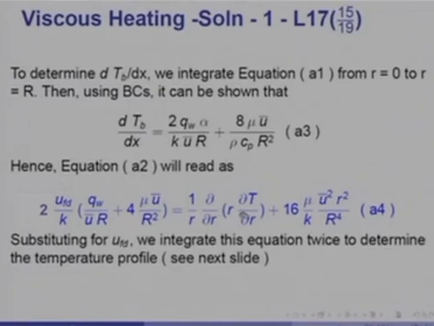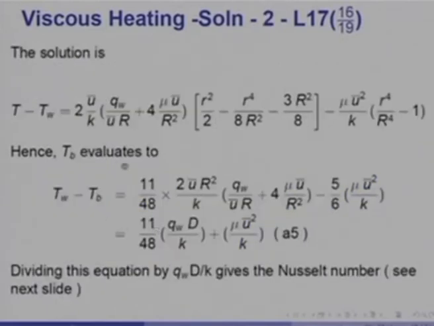I must integrate this equation twice and determine two constants of integration to determine the temperature profile. The temperature profile looks something like this. Remember again, if mu was 0, that is if viscous dissipation was neglected, then that term would be 0, and we will recover our original case of solution without viscous heating. And the T bulk then evaluates, this temperature must be integrated with UFD, and T wall minus T bulk would evaluate to 11 by 48 q wall d by k plus mu u bar square by k.